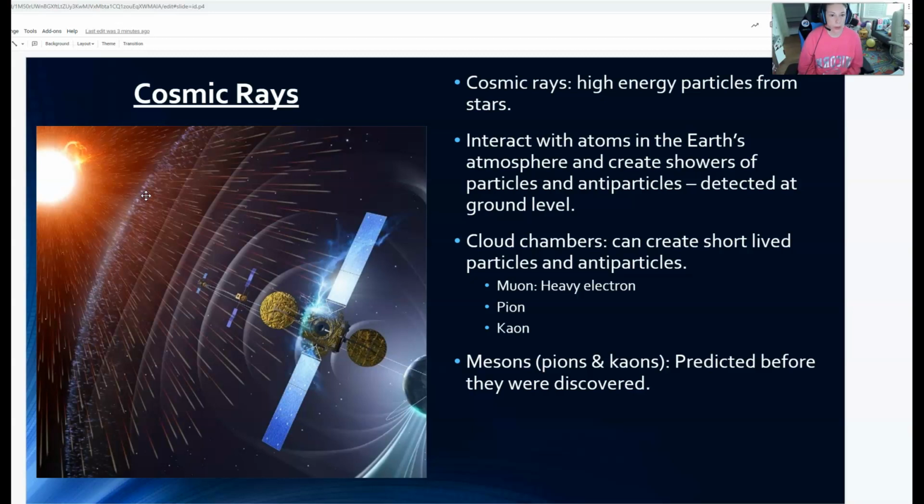We can also detect particles through something called cloud chambers. They're chambers filled with ionized gas, and we can create some short-lived particles and antiparticles there, for example muons, which are like heavy electrons, pions and kaons. Pions and kaons are mesons, which we can now detect in cloud chambers. They were actually predicted before they were found.